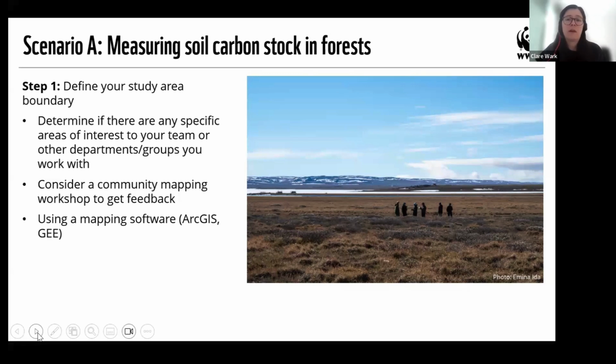Alternatively, your study area may also be defined already if it corresponds with a protected area or an existing project boundary that you have. You may also consider making this part of the process open to the public by hosting community mapping sessions to determine any boundaries that people are concerned about, or making sure that the boundaries capture key landscape features for folks. And then once you've collected all that information and had all those conversations, you can map out your boundary using software like ArcGIS or Google Earth Engine. Next slide.